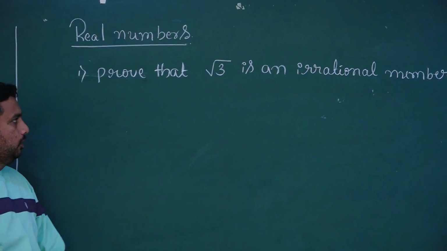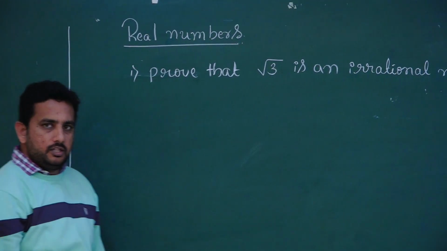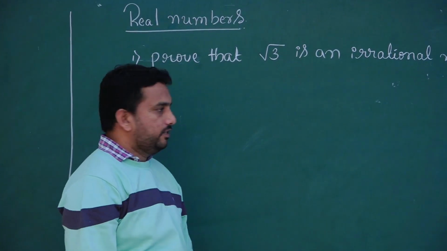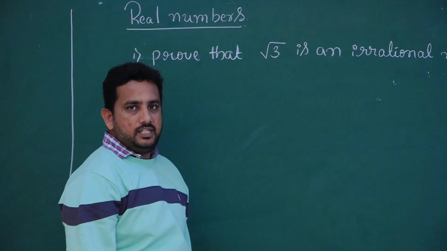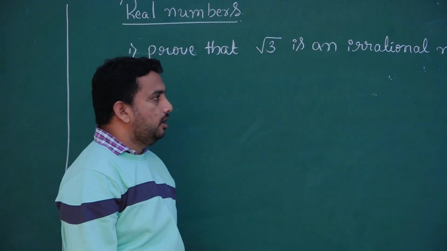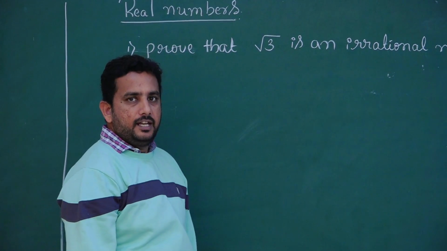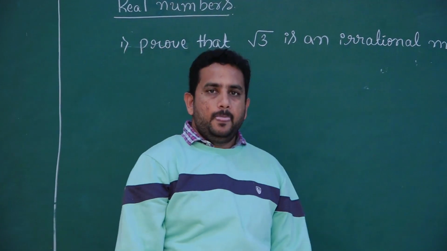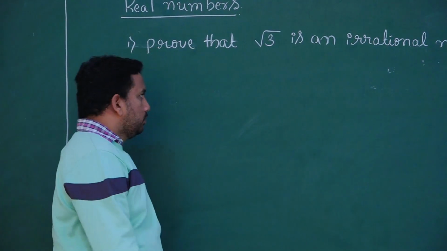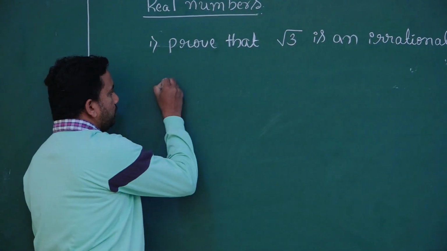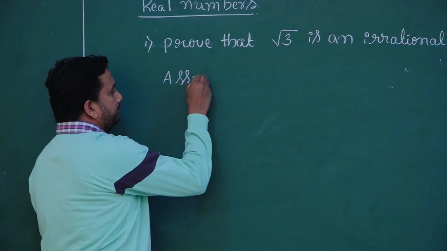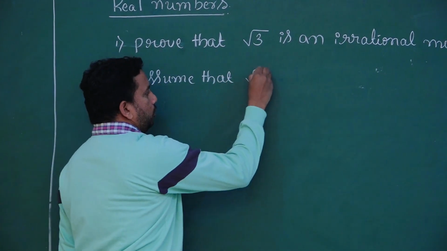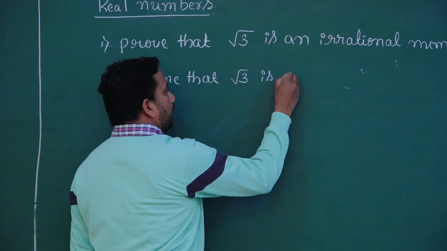How to prove the root 3? We all know that root 3 is an irrational number, but for every statement we need a proof. That's why we have to prove that root 3 is an irrational number. We prove this by the contradiction method. That means we assume, what is the first step? Assume that root 3 is a rational number.